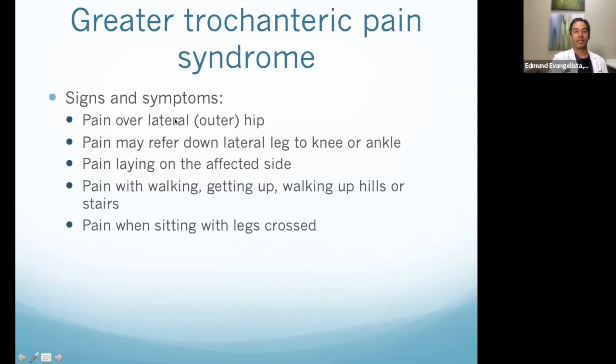The signs and symptoms: these patients have pain over the lateral aspect of the hip. The pain can refer down to the lateral leg, down to the knee, or even to the ankle at times. They usually complain of pain when lying on the side. They have pain with any activity that stresses those gluteal tendons, so walking, getting up from sitting, walking up hills, or walking upstairs, and they can have pain with sitting with their legs crossed.